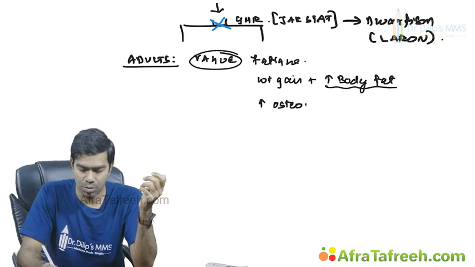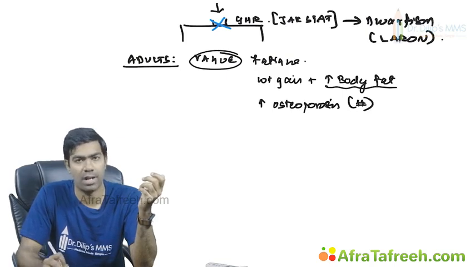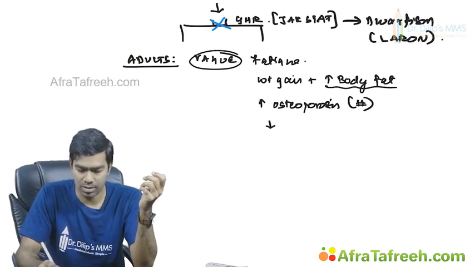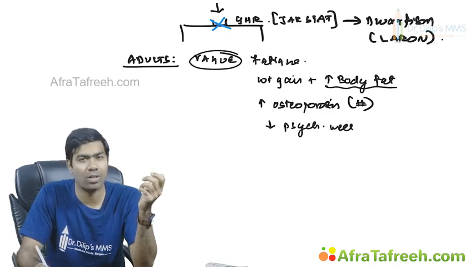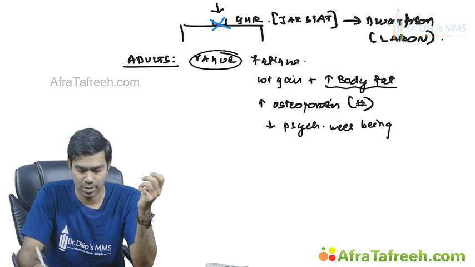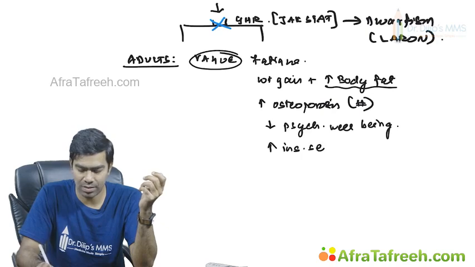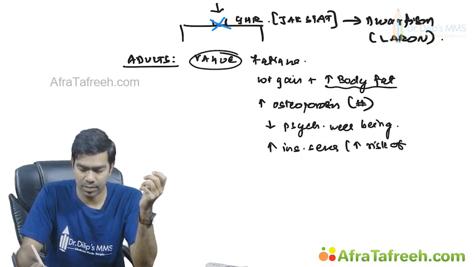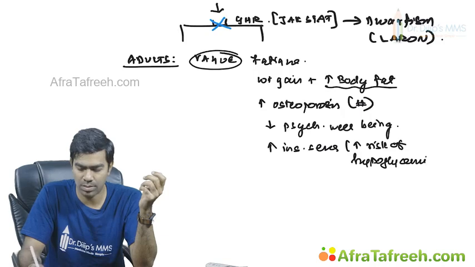Fine. At the same time, these patients will have an increased risk of osteoporosis for unknown reasons, and because of that they might have fractures. These patients have reduced psychological well-being, which means they feel unwell all the time. We don't know why. And they have increased insulin sensitivity, which means they are prone to hypoglycemia. I'm not saying they will have recurrent episodes of hypoglycemia, but they are prone to it, that's all.